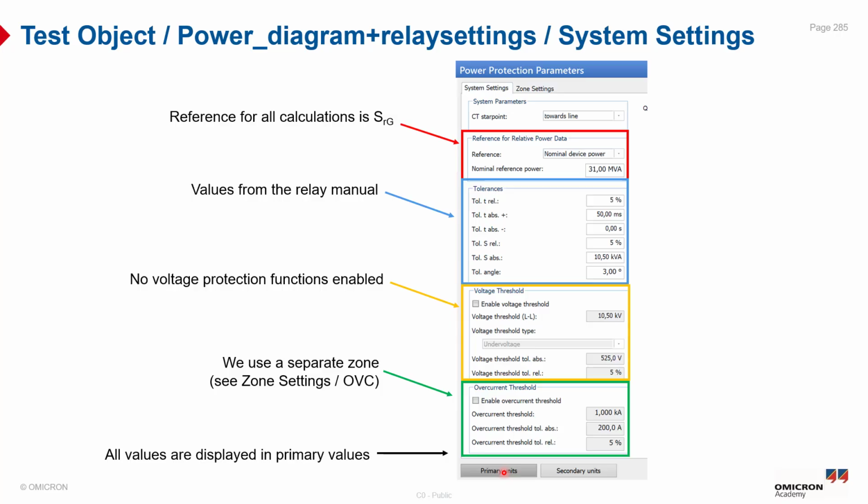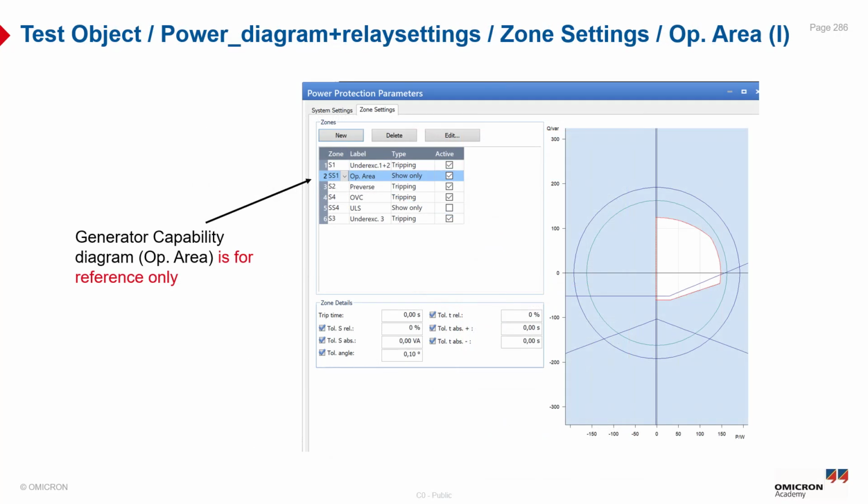Under the zone settings tab here, we can see the generator capability diagram referred to as the operating area. The diagram is provided for reference only, and it helps you to visualize the generator's permissible operating limits in terms of active and reactive power. It's not directly used for protection calculation, but it serves as a useful tool to understand the relationship between the relay settings and the generator's actual capability curve. We have different zones, as you can see, and we will walk through all of these zone settings.